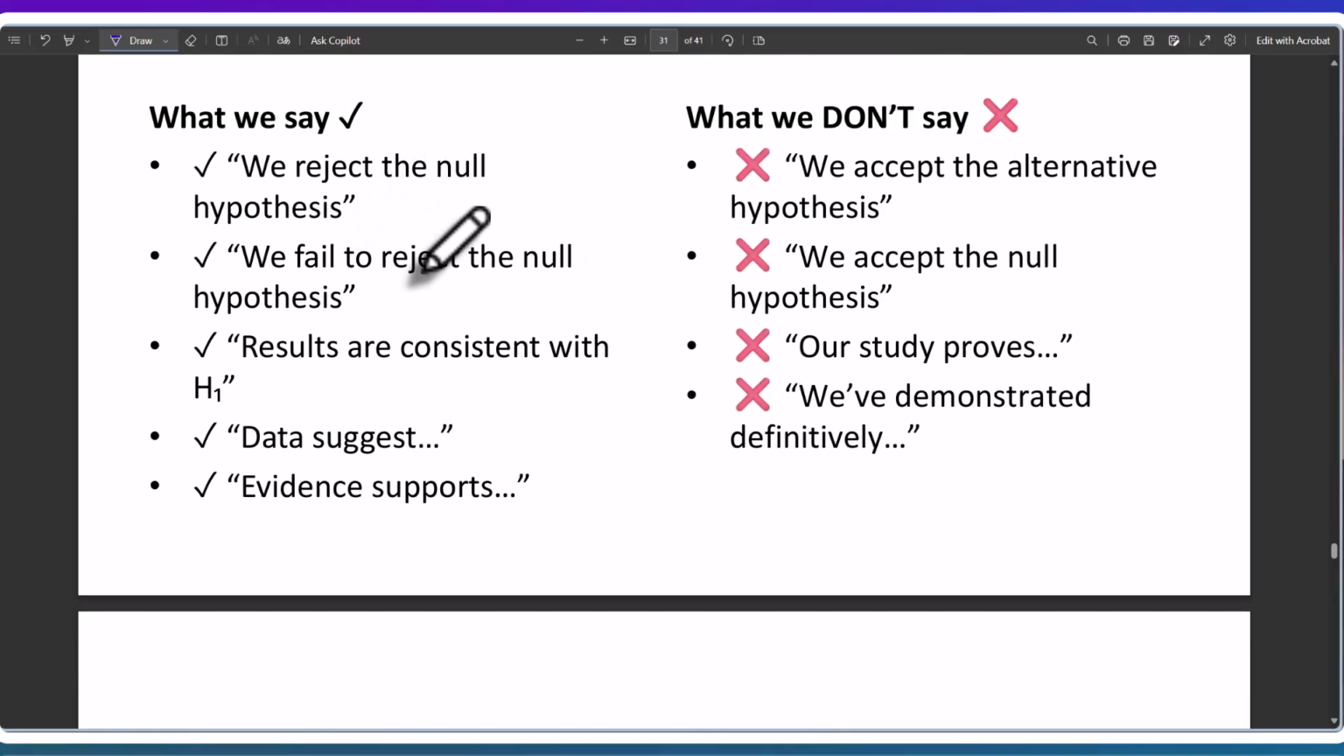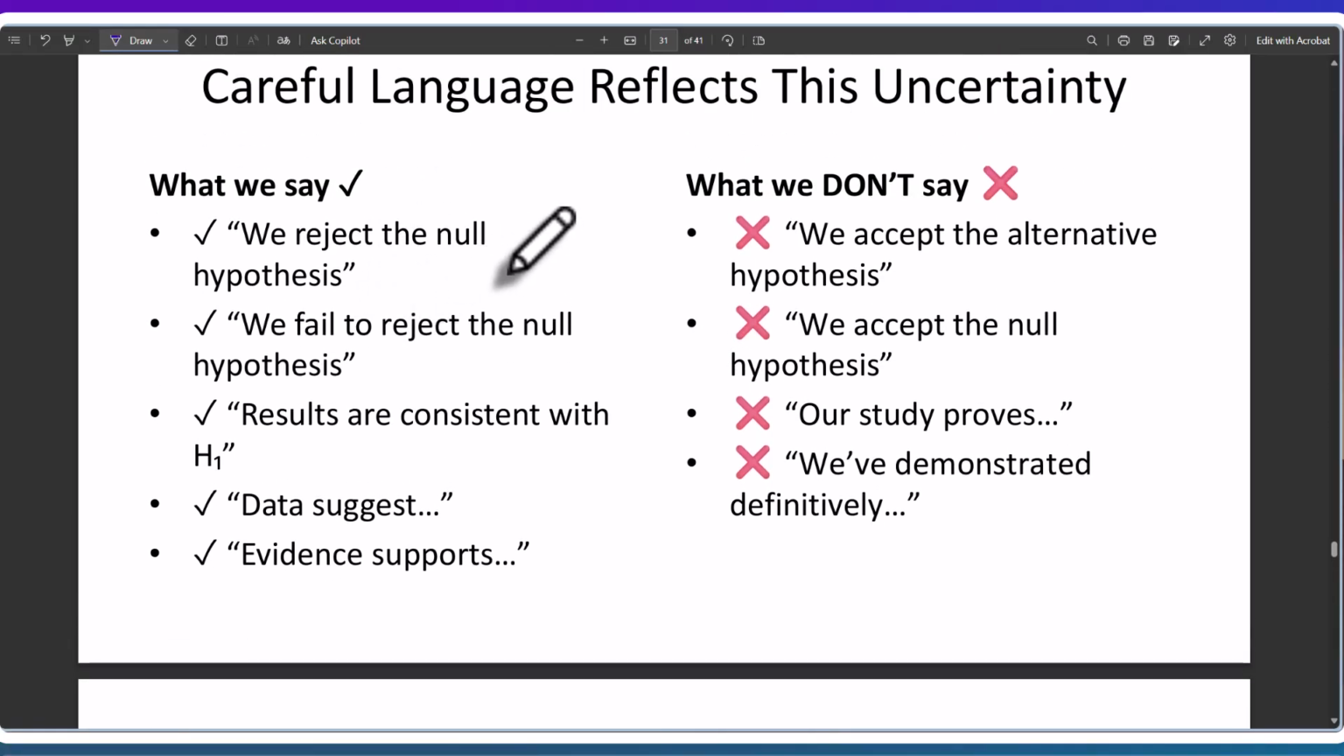So what does this mean? Well, we try to be very careful with our words when describing conclusions. We say we reject the null hypothesis, or we fail to reject the null hypothesis, as opposed to accept the alternative. That we don't want to say, because that's just too close to saying that the alternative is true. Or we accept the null hypothesis again. Historically, somebody decided that that language is too close to saying that the null hypothesis is true. Of course, we don't say that a study proves.